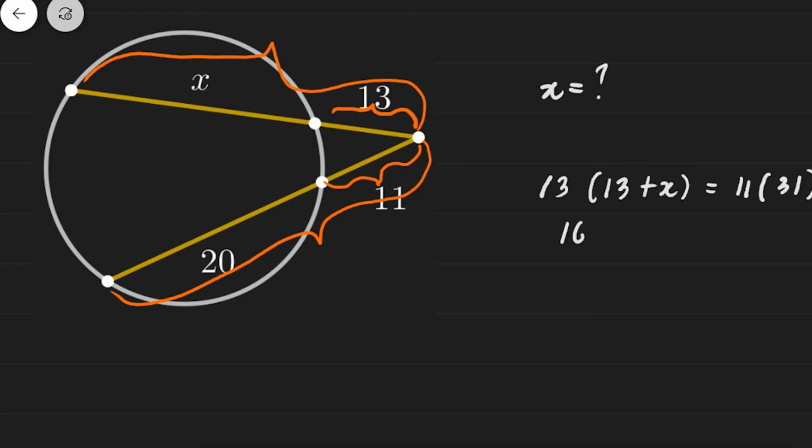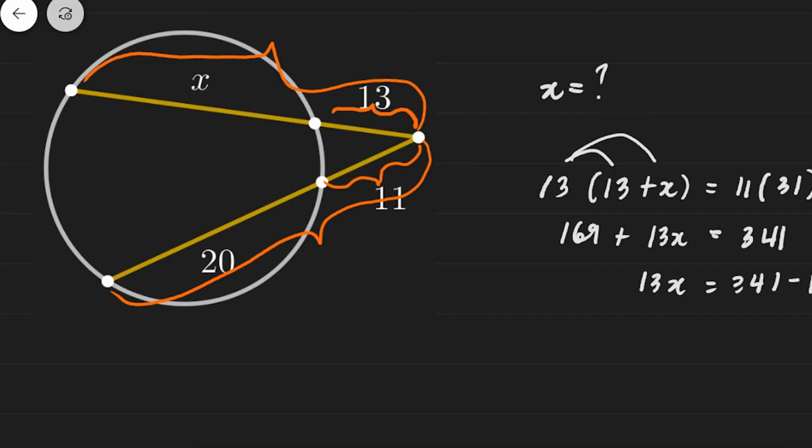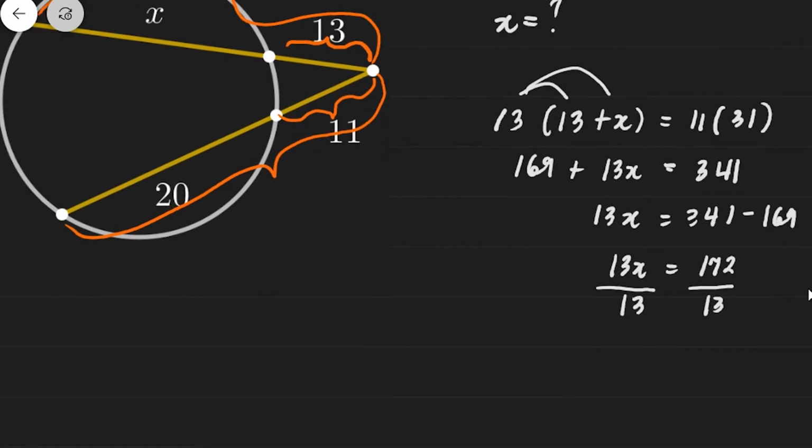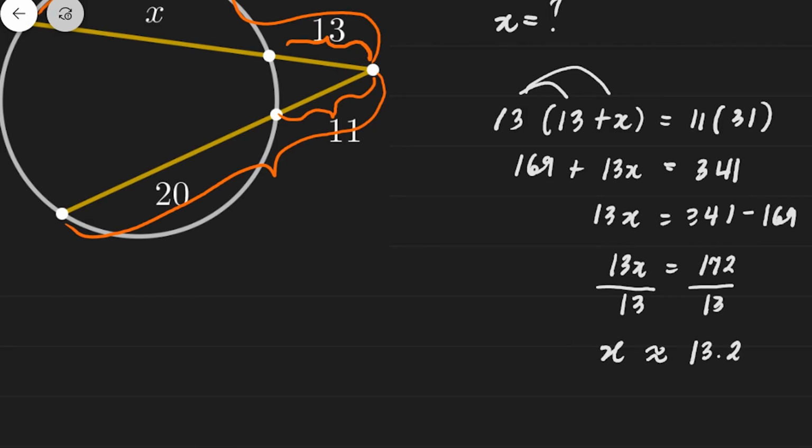We have 169 plus 13x, so I distributed 13, is equal to 11 times 31 is 341. And for this case, let's solve for x. 341 minus 169. We have 172. And let's divide everything by 13. So for this case, x is approximately, I think this is not exact, approximately 13.23. So the value of x is 13.23.